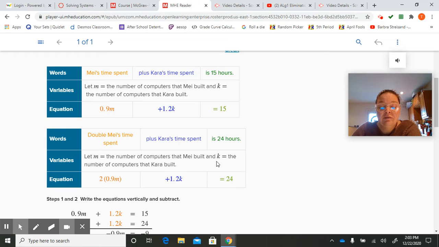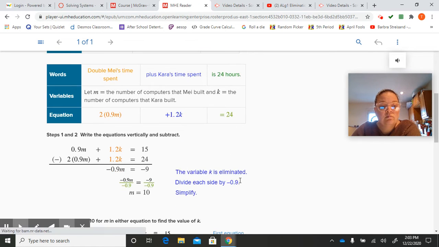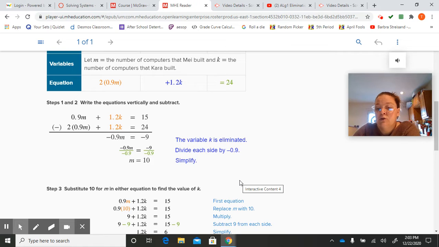From the second part of the story problem, they tell us that May makes twice as many as Kara, so 2 times May's stuff plus Kara's stuff is going to be the 24 hours from the second part of the story. We take those two equations and set them up using our elimination method that we've learned.